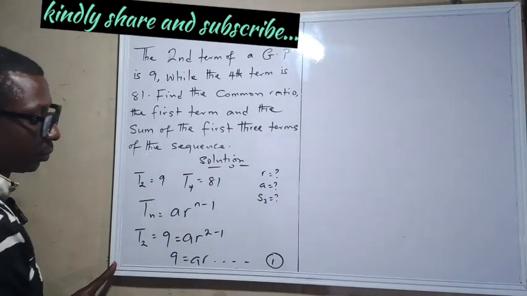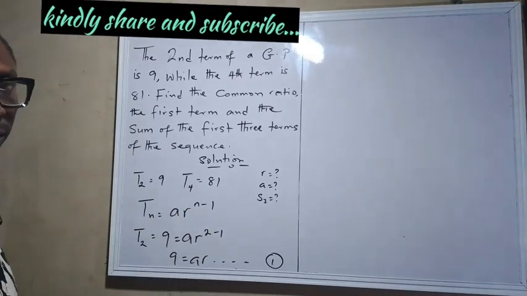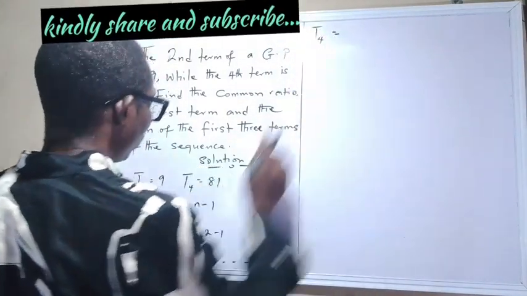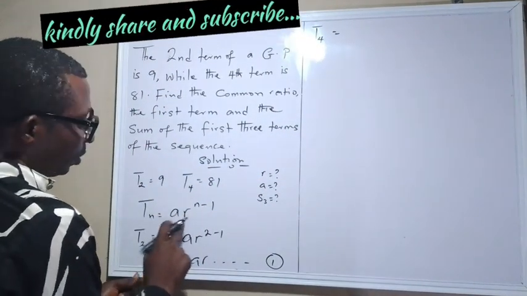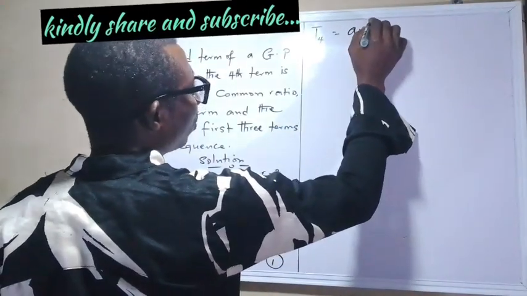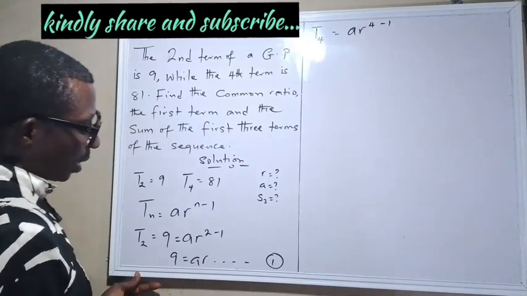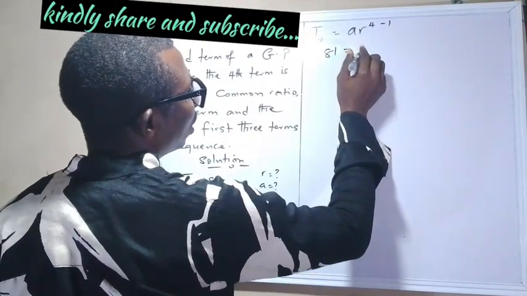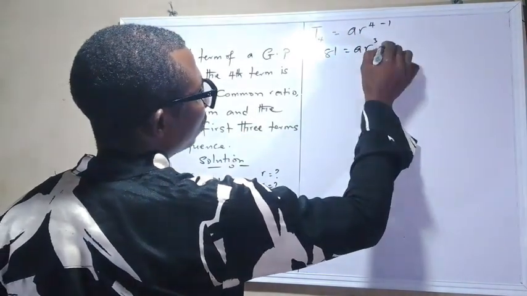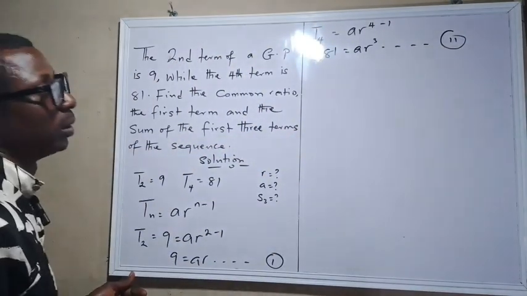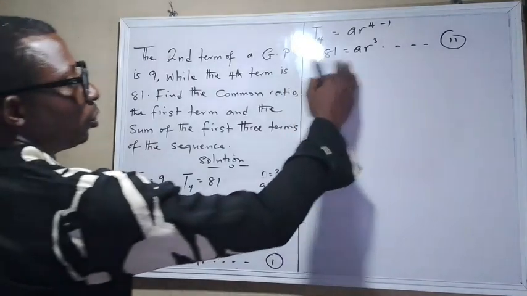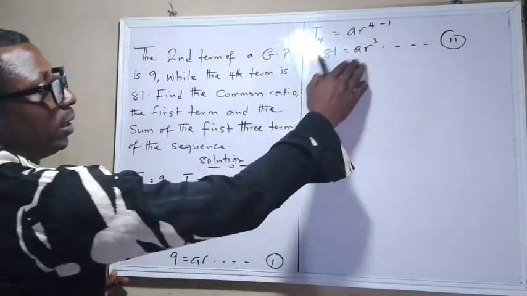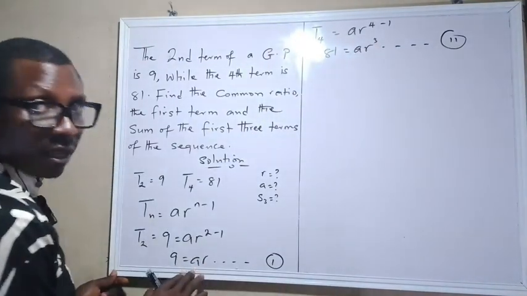We call this equation 1. Now let's look at T4. The fourth term, just substitute inside this formula here. So T4 will be AR raised to the power of 4 minus 1. Don't forget now that T4 is 81. So I write 81 equals AR raised to the power of 3. We call this one equation 2. Now, what do we do now? We divide equation 2 by equation 1. So 81 divided by 9, AR raised to the power of 3 divided by AR.